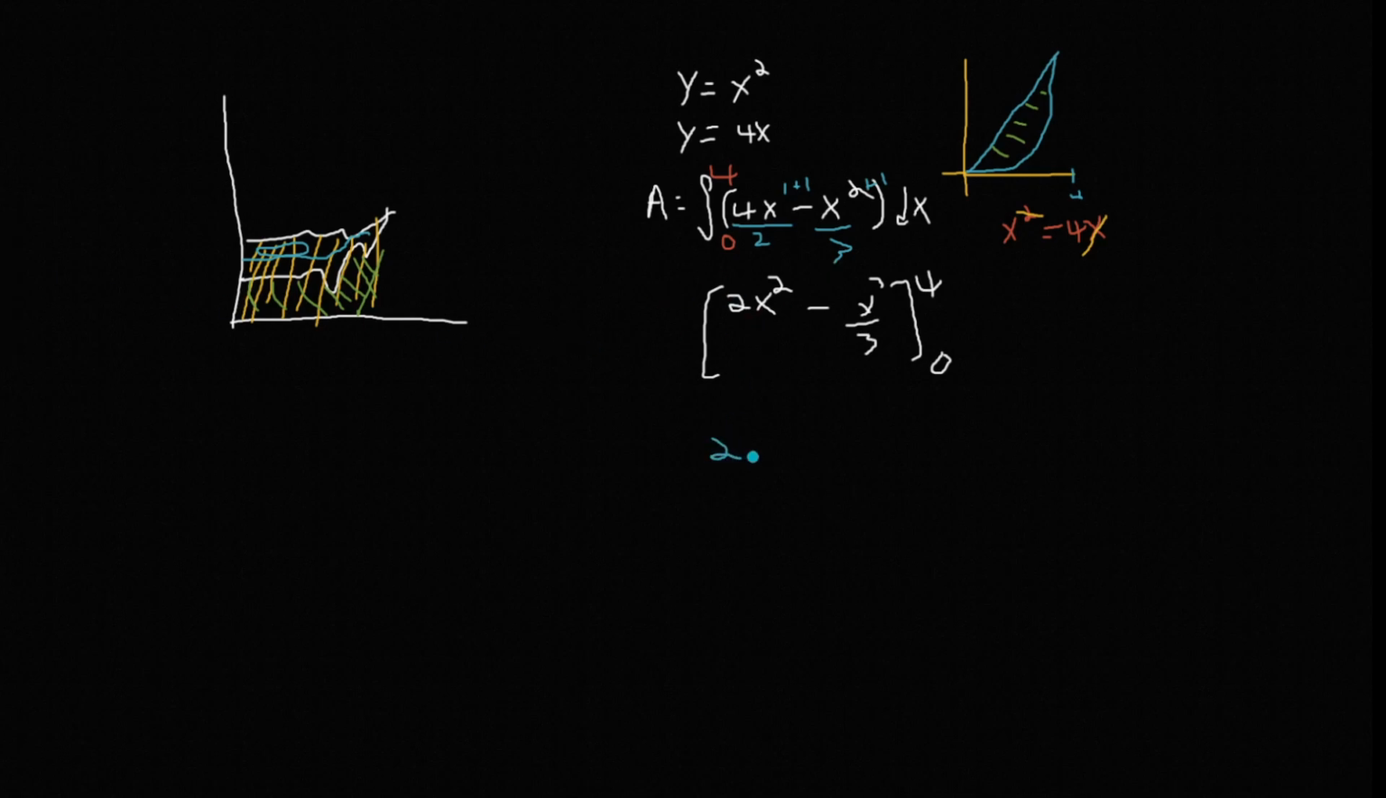So that's 2 times 4 squared minus 4 cubed over 3. And that's it.